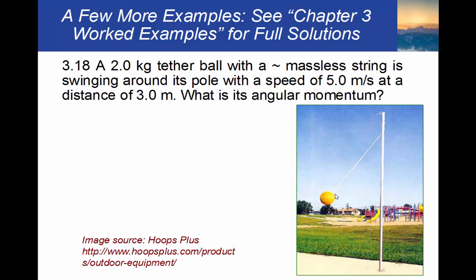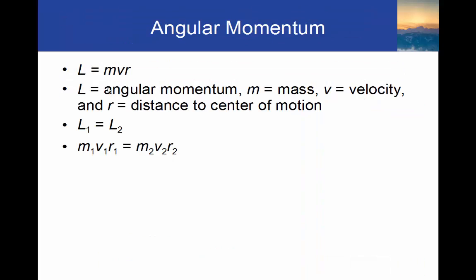All right, so you have a tether ball and a roughly massless string. That's another way of saying that the string is very, very light compared to the mass of the ball. And the tether ball is swinging around this pole at a speed of 5 meters per second, and its distance is 3 meters. So we want to know, what is the angular momentum? The angular momentum we usually represent by an L.